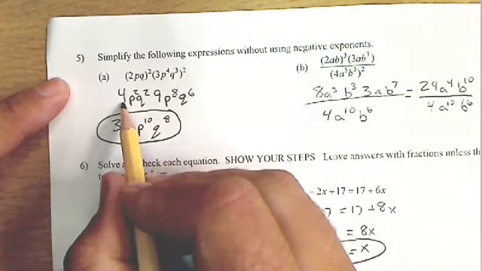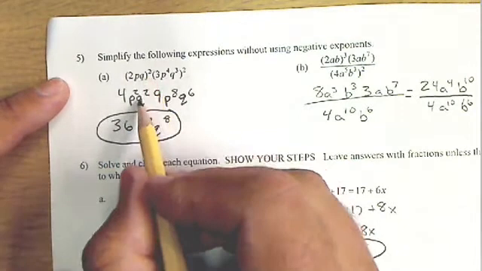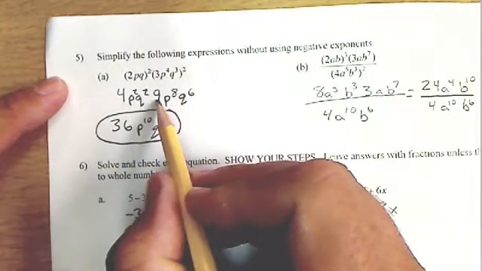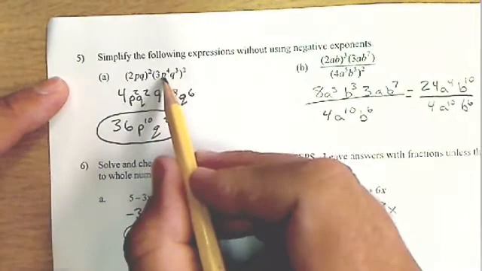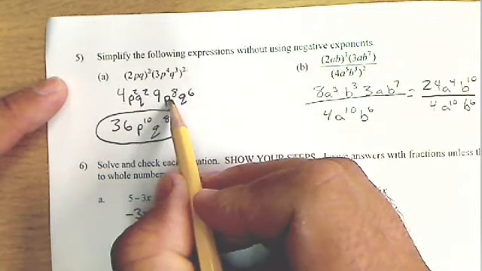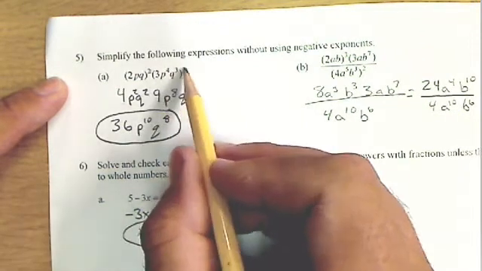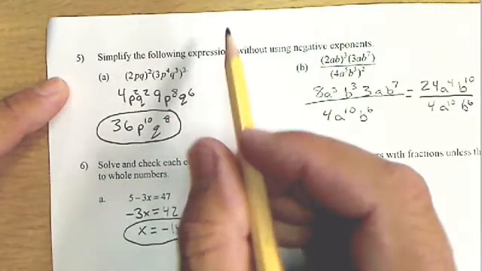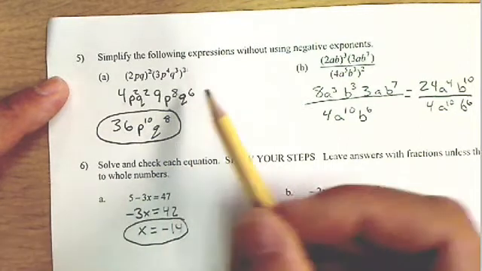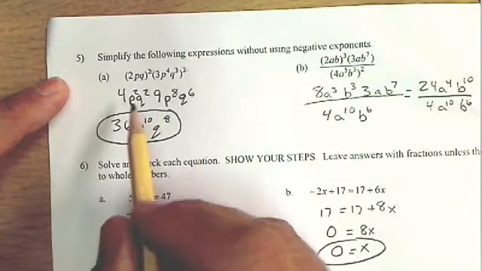Two squared is 4. P squared, Q squared. 3 squared is 9. P to the 4th raised to the 2nd gives you P to the 8th. When you have a power raised to a power, you're just multiplying the exponents. And then Q to the 3rd raised to the 2nd is Q to the 6th.